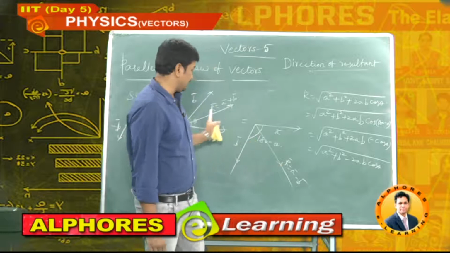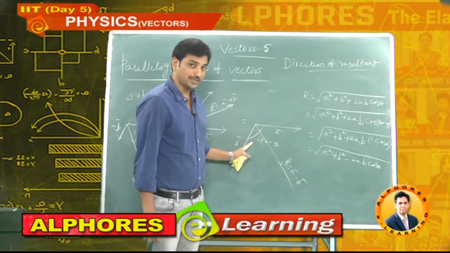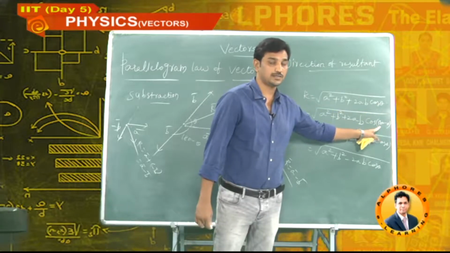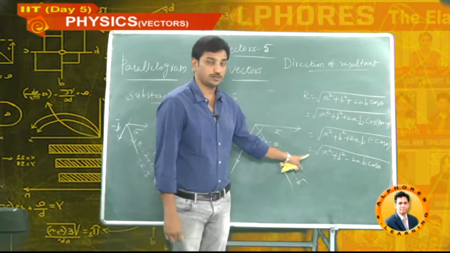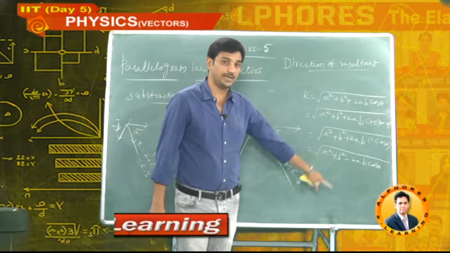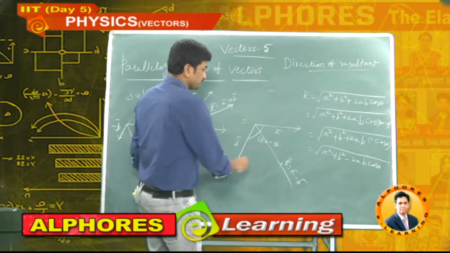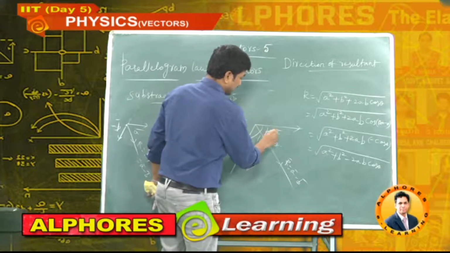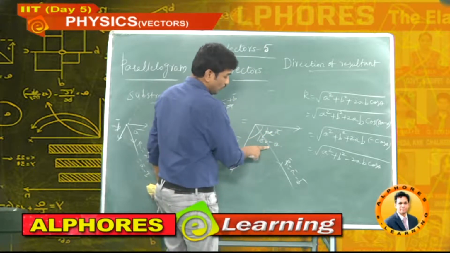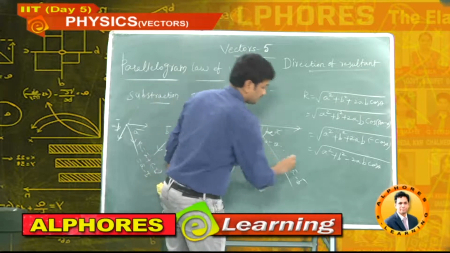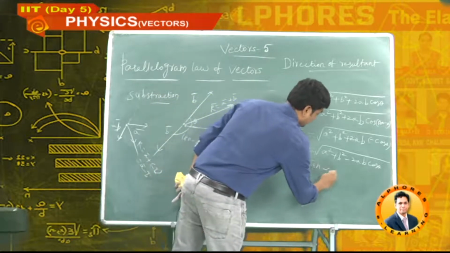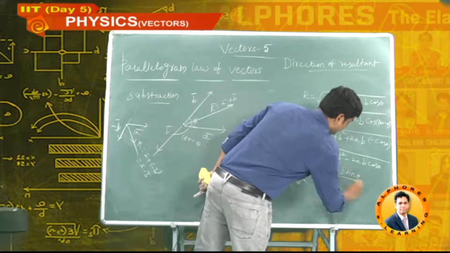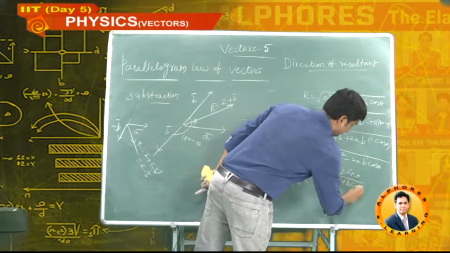Previously the angle was theta, now the angle is 180 minus theta. Now in the resultant, in place of theta you should substitute 180 minus theta. The final answer is root of a square plus b square minus 2ab cos theta. Similar to that, shall we calculate alpha? The resultant, how is it with the horizontal vector? Tan alpha is equal to, what is the formula? b sin theta by a plus b cos theta.